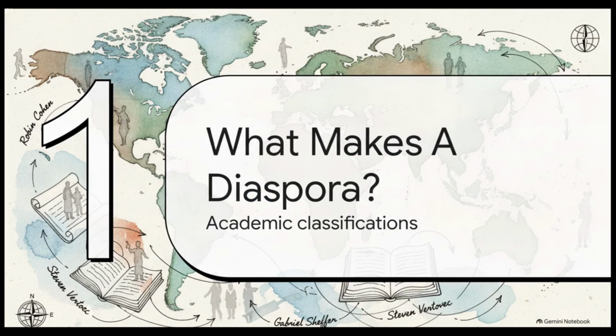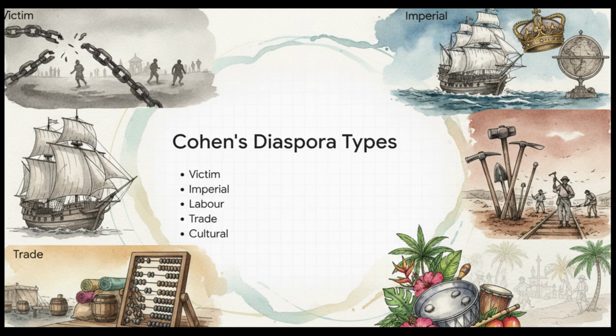Section 1. What makes a diaspora? Okay, let's dive into this. To build our framework, we're relying on top scholars in the field, like Robin Cohen. Cohen actually broke diasporas down into 5 distinct types. And what's really fascinating is that these categories are based entirely on why people left their homes in the first place. You've got victim diasporas, like Jews and Armenians, who were forcibly pushed out. Then there are imperial groups, like the British colonists sent out to run an empire. You also have labor diaspora.